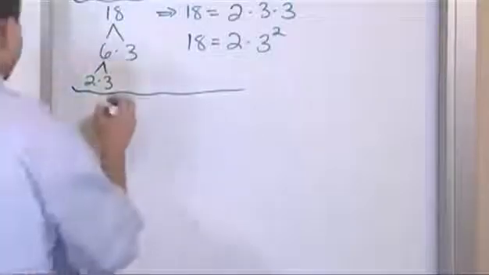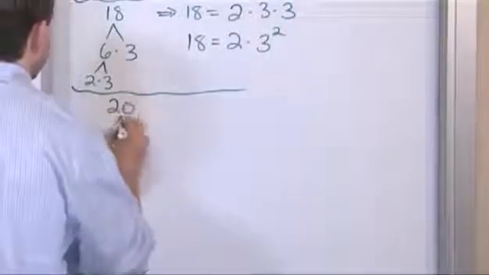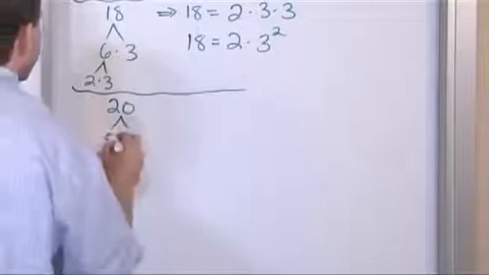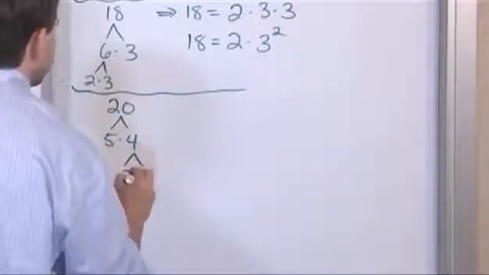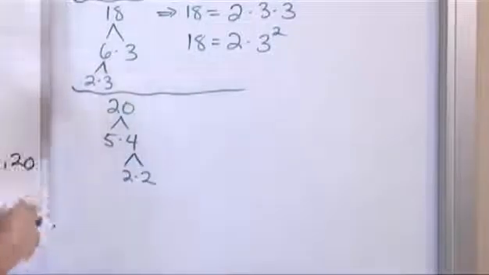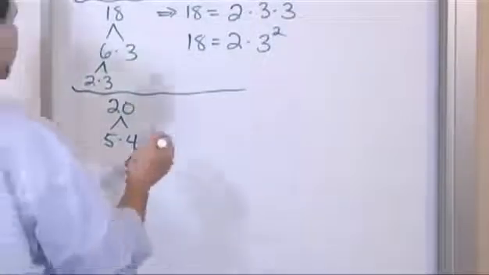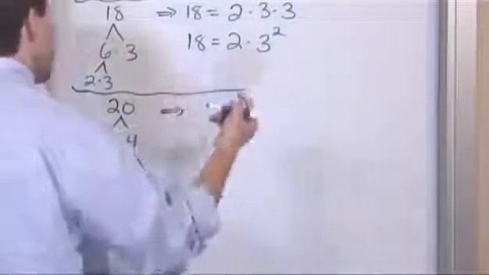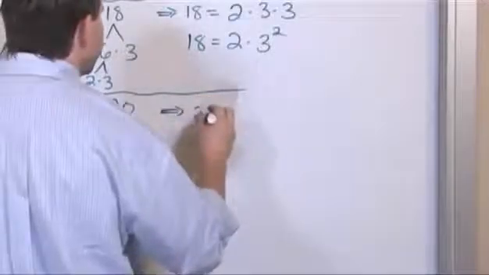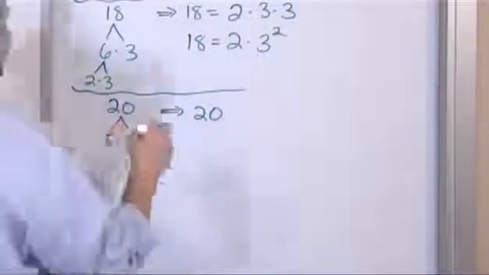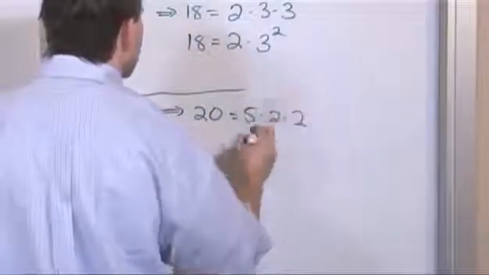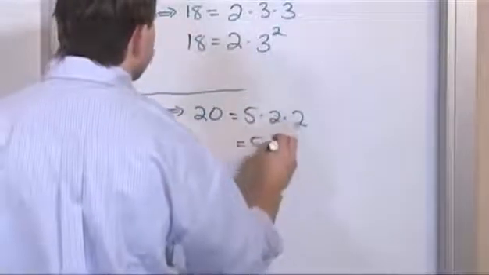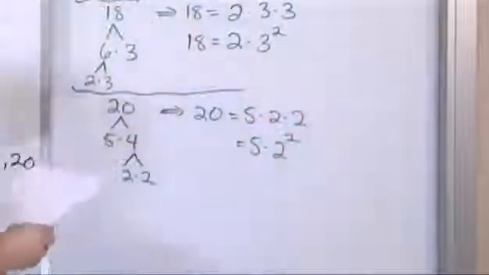All right, now let's say we have the number 20. Well, we can write that as 5 times 4. This is prime, but we can write this as 2 times 2. So we're done. Everything in the bottom of the tree is factored. Now, if we're going to write the factorization, that means you're actually showing the things that multiply together in the bottom of the tree, then you would say 5 times 2 times 2. Which can be written as 5 times 2 squared.